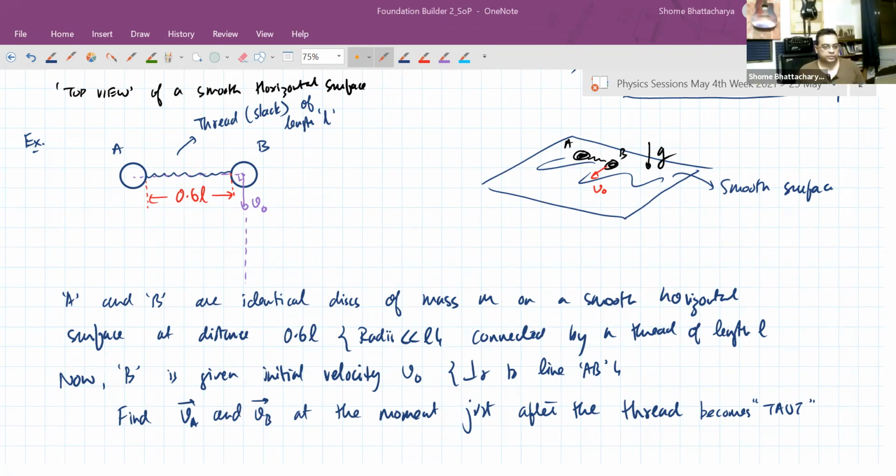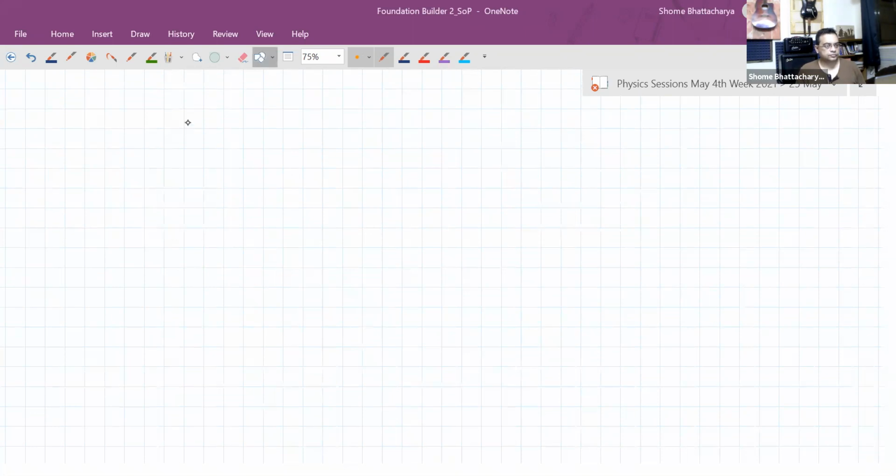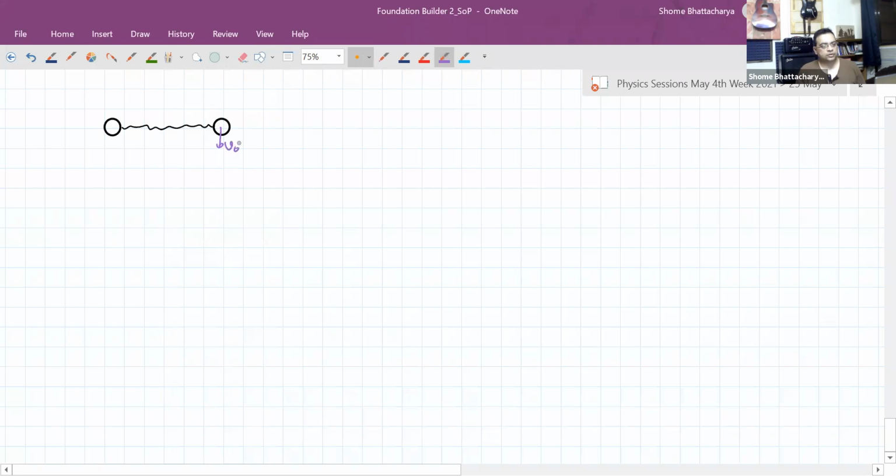Okay, so let's look at this situation in a bit more detail now. So this was the initial state. The thread is slack here, and B has a velocity along this line downwards. Right now the distance between these two is 0.6 L. Mind you, it's not the center to center distance, but the distance from edge to edge.